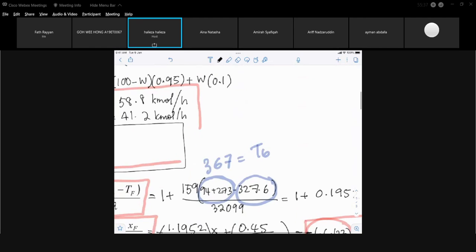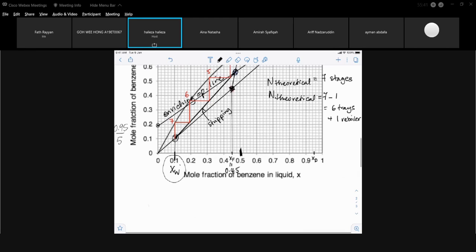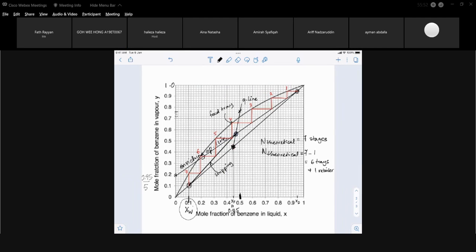So that's how you write your number of stages. 7 stages, but one of it is going to be for your reboiler. So any questions? Any questions? No? No questions?